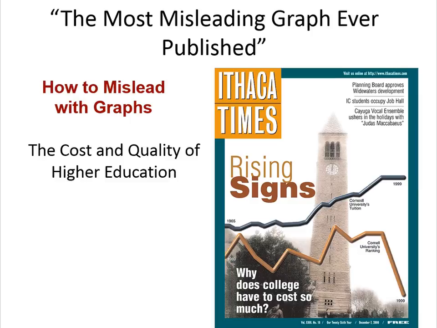So that's the cost of tuition increasing over time. But where does that start? Right. What's the endpoint? So I have no idea what the scale actually is. So is this per credit hour? Is this total tuition that a student might pay in debt? What is this?